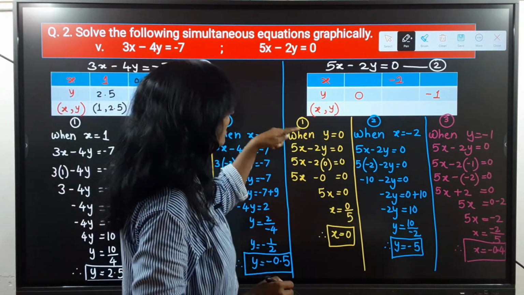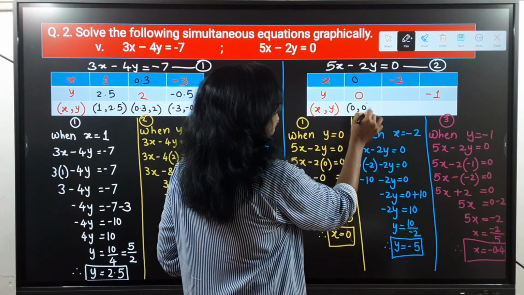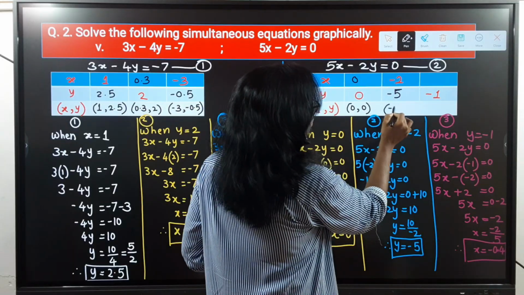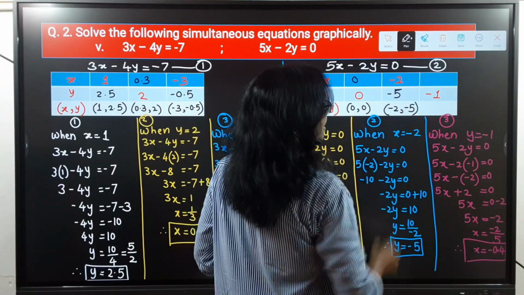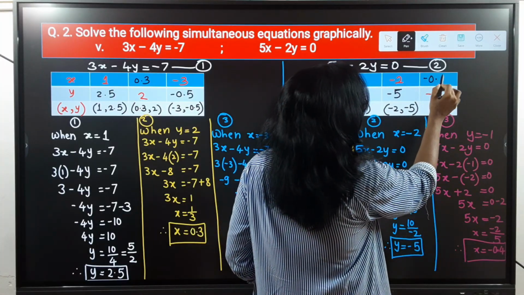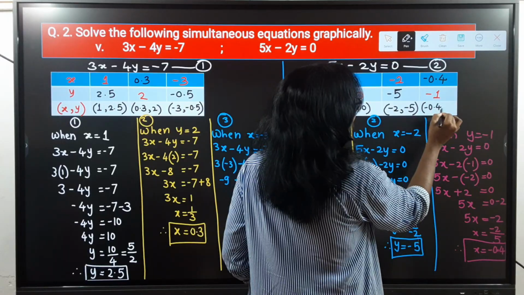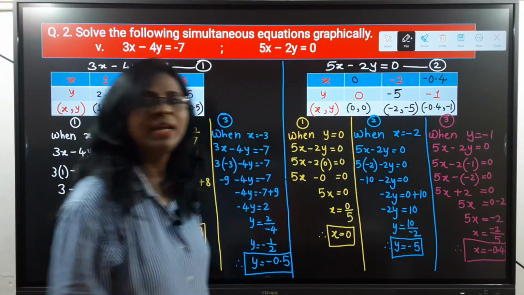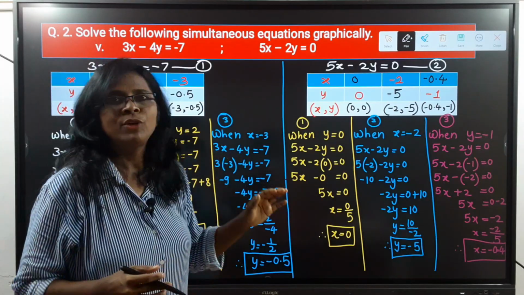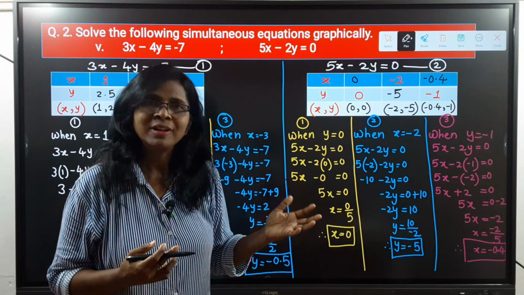Then here, students, when y is equal to 0, x is equal to 0. So the coordinates are here 0, 0. Here when x is equal to minus 2, y is equal to minus 5. Coordinates are minus 2, minus 5. And then here the last one, that is when y is equal to minus 1, x is equal to minus 0.4. So the coordinates are minus 0.4, minus 1. Okay, in such a way we have to find out the coordinates of the given equations, and then we are ready to plot the coordinates on the graph paper. Now here let us draw the graph.